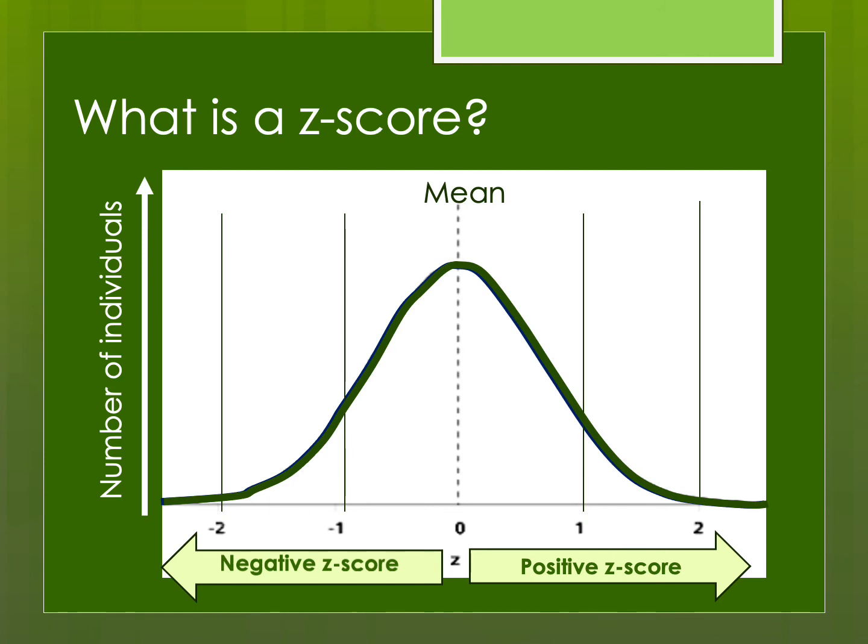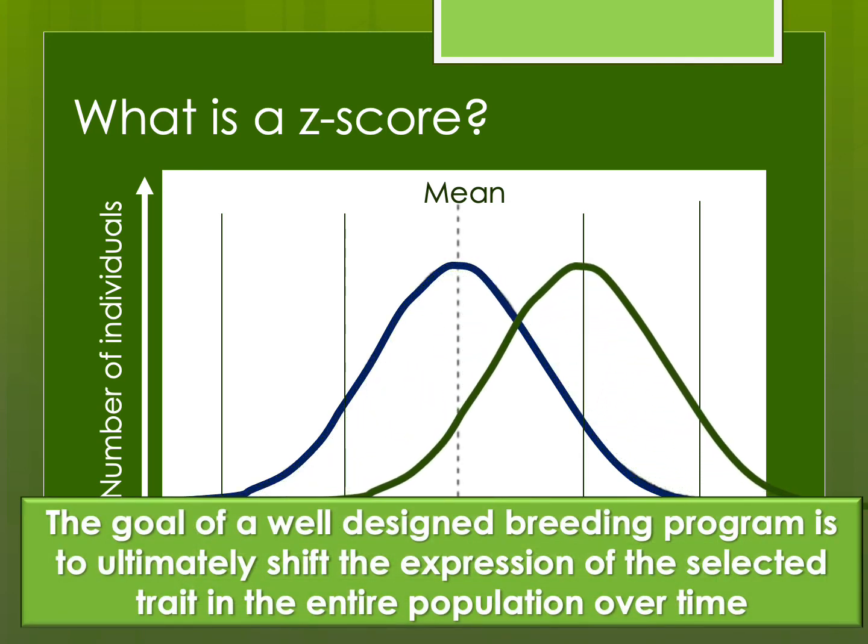So if a colony is lower producing, I'm just sticking with honey production because it's easy to understand, but if you have a colony that is low in honey production, as compared to the mean, as compared to the population, that's going to have a negative z-score. And if you have a high honey producing colony, that's going to have a positive z-score. That's where you would want that colony to be. And the idea is, with a breeding program, you want to move the population over so that as you breed, the whole population, the bell curve, moves over, so you have more bees tending towards the positive.